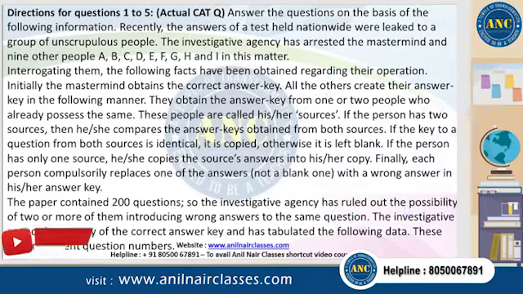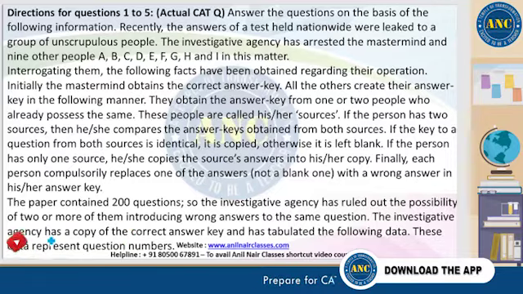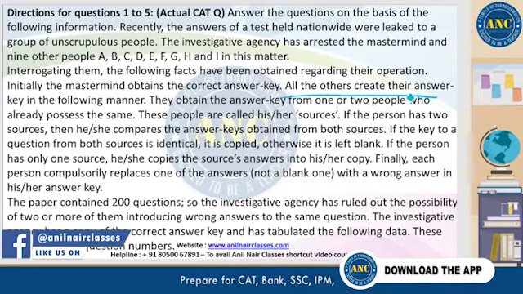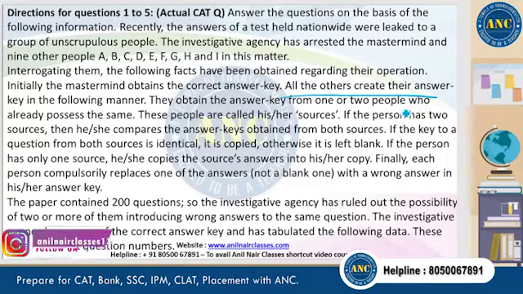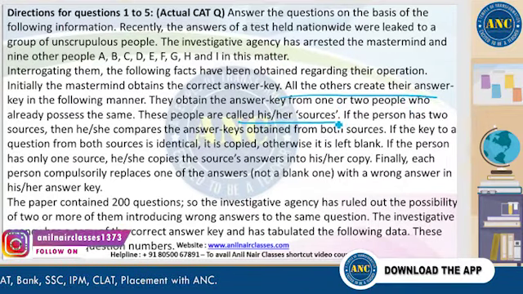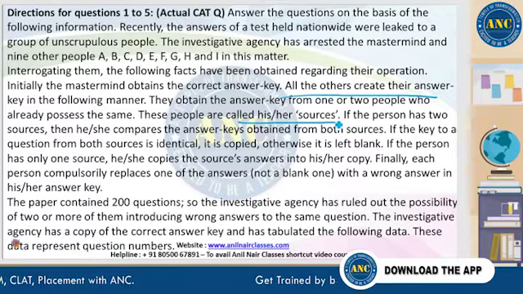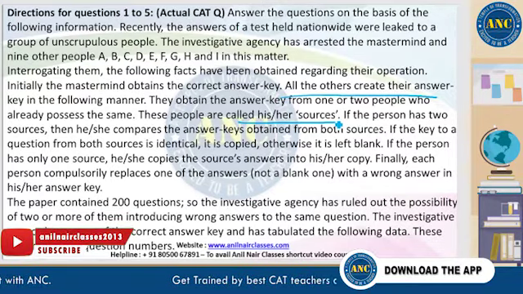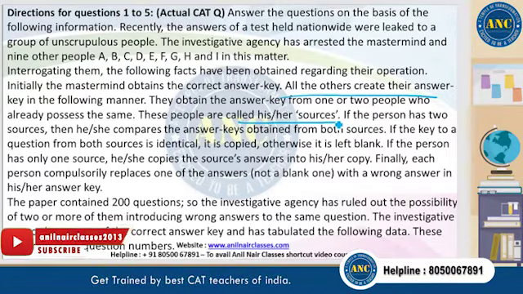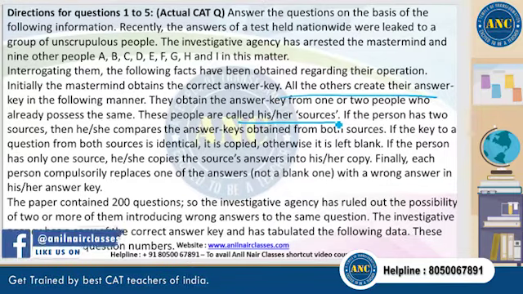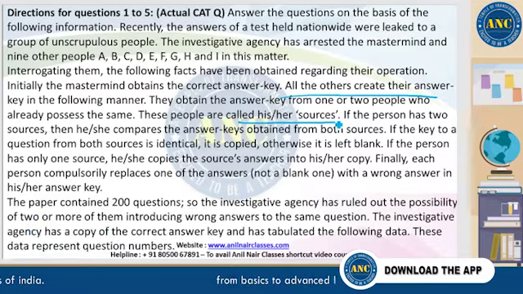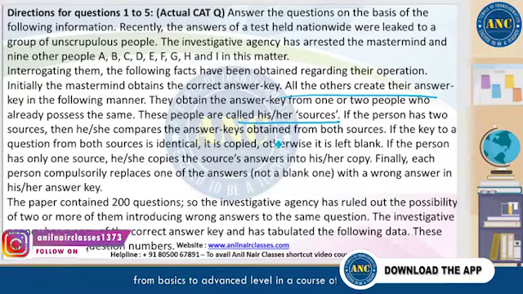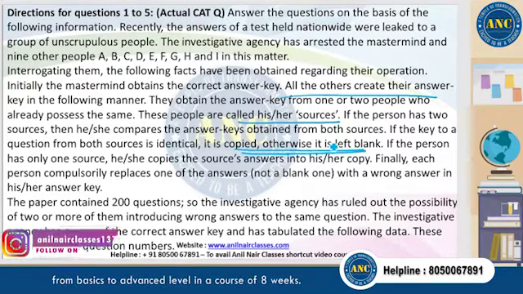So the data here is that all the others are creating their key in the following manner. They obtain the answer key from one or two persons who already possess the same. These people are called sources. If the person has two sources, then he or she compares the answer keys obtained from both sources. If the key to a question from both sources is identical, it is copied, otherwise it's left blank. You see, otherwise it's left blank.